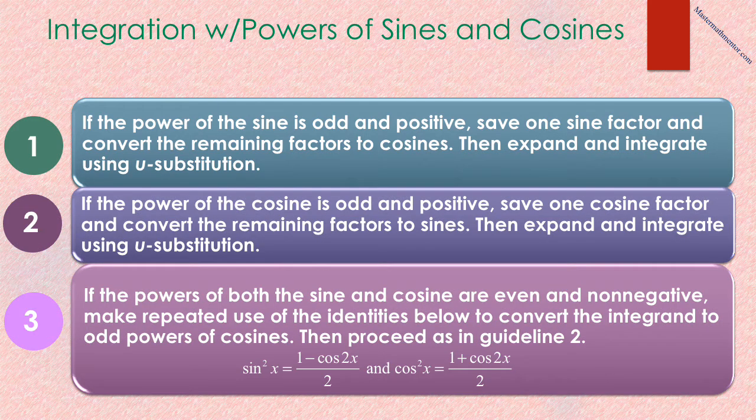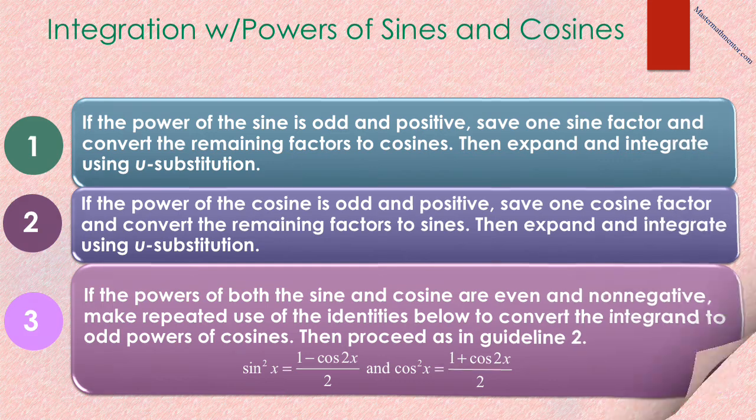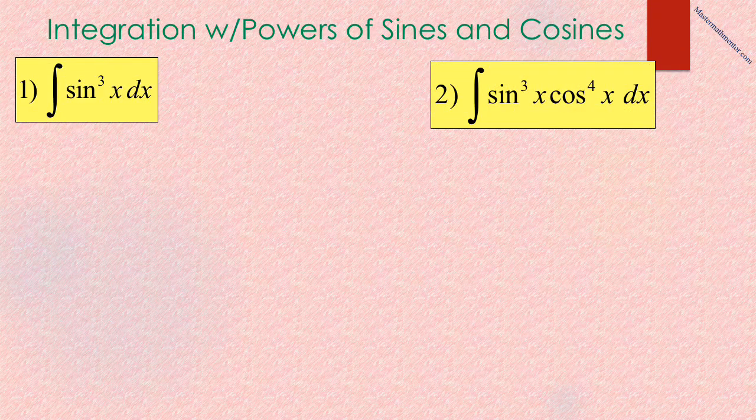Finally, if the powers of both the sine and cosine are even and non-negative, make repeated use of the identities that sine squared of x is equal to 1 minus cosine of 2x all over 2, and cosine squared of x is equal to 1 plus cosine of 2x all over 2, to convert the integrand to odd powers of cosines, and then proceed as in Guideline 2. Here are 2 problems that illustrate Guideline 1.